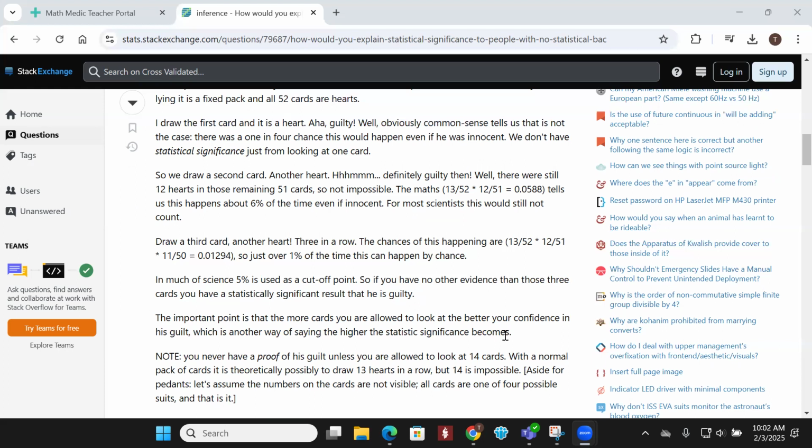Yes, no, maybe. Okay, so we do one card. That's not enough evidence, right? You're not convinced. Two cards, still not convinced, because look at the percentage. That's over 5%. So we keep going until we say, hey, this is unlikely to have happened purely by chance, and he's guilty. I know it's hard. I don't expect you to get it today. All right, cool. Let's go back.